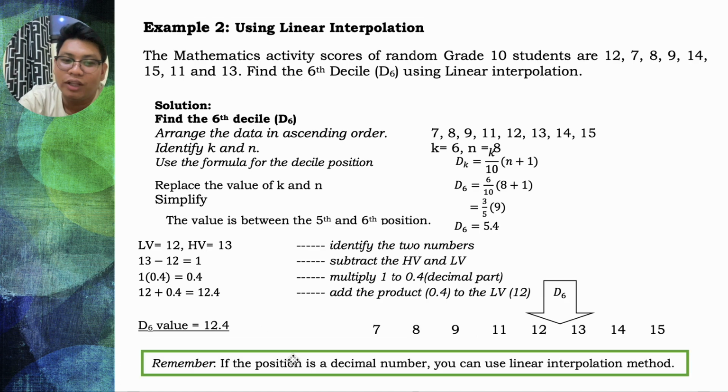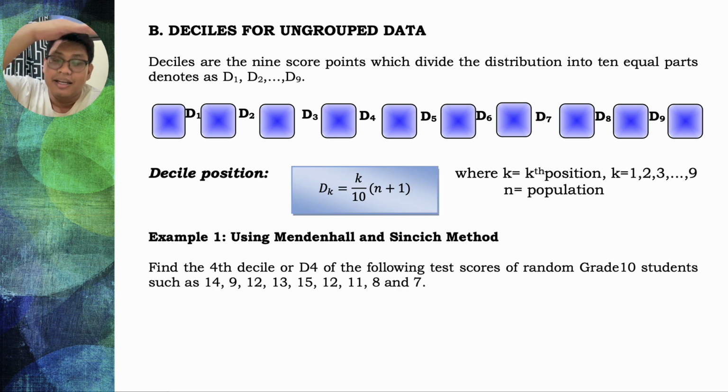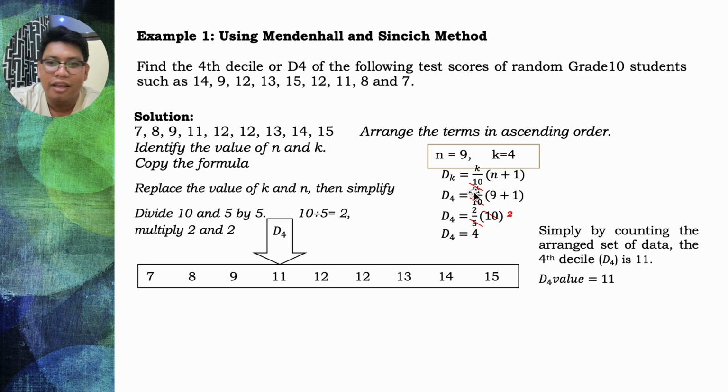Okay? So, take note again that if the position is a decimal number, you can use linear interpolation method. So, yun lang naman. So, what have we learned for today about deciles? First, the decile is the one who divides the data into 10 equal parts. So from D1 to D9 tayo doon. So we use the same formula by Mendenhall and Sincich method. Itong formula na to.